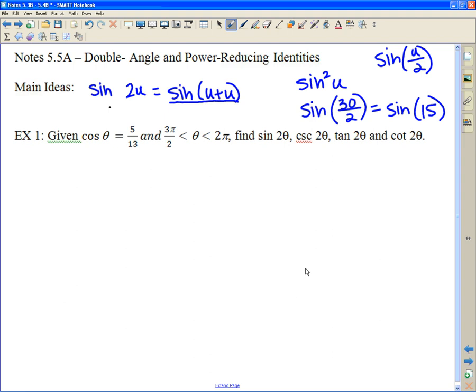Example 1. Given the cosine of theta is 5 over 13, and our angle is between 3 pi over 2 and 2 pi. That means it's in a certain quadrant. Hopefully you are writing down which quadrant this is. In between 3 pi over 2 and 2 pi is quadrant 4. Find the sine of 2 theta, the cosecant of 2 theta, the tangent of 2 theta, and the cotangent of 2 theta. Notice that I did not give you identities for cosecant and cotangent.